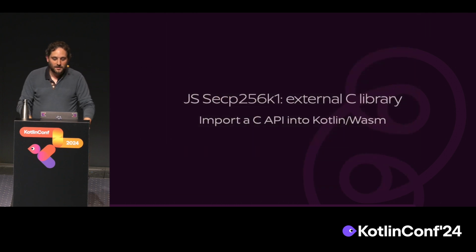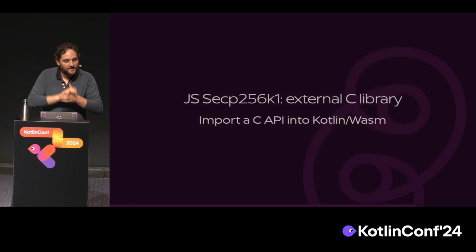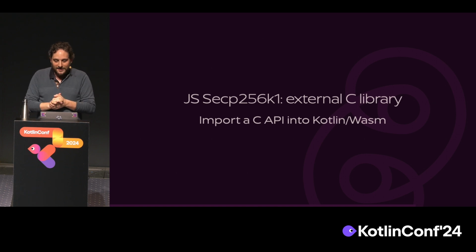How about Wasm, a C library? For example, secp256k1 is a C library. How do you use it? Well, Kotlin/Wasm uses Wasm, and Emscripten compiles to Wasm.